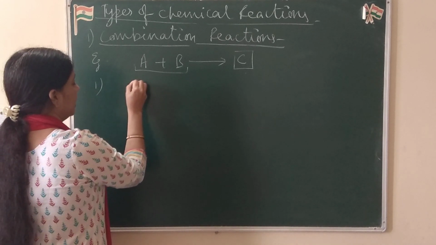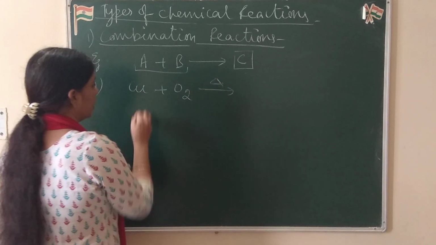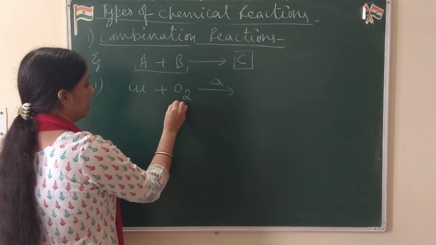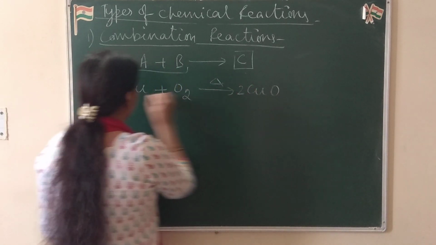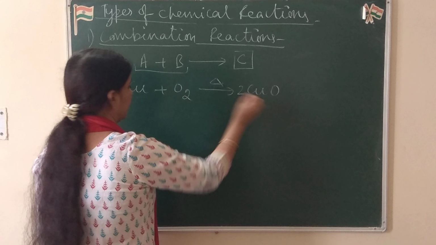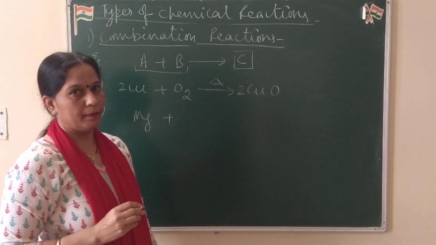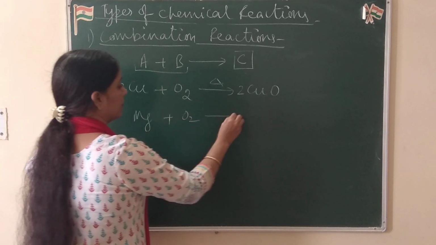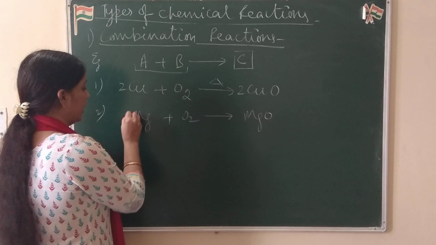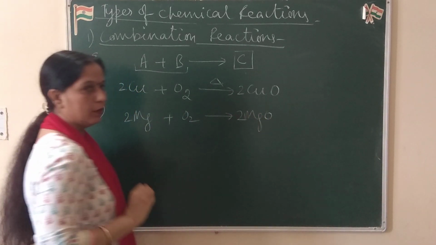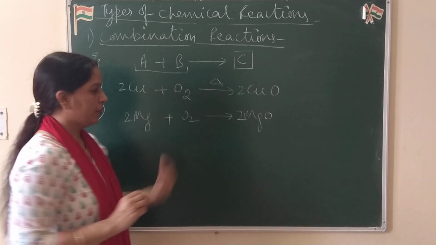For example, here when copper is heated in a china dish in air, in the presence of air it will form copper oxide. So here we have two reactants and single product. Second example, burning of magnesium ribbon. When magnesium ribbon is burnt in air, it produces magnesium oxide. There are two reactants and there is single product. So it is showing combination of two substances into one.